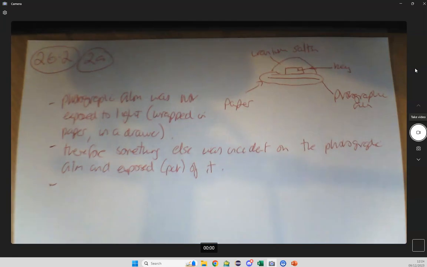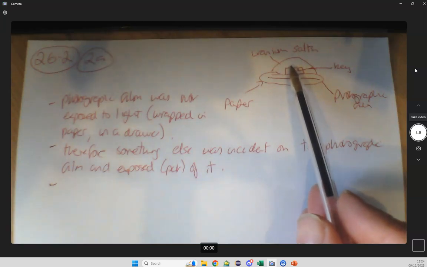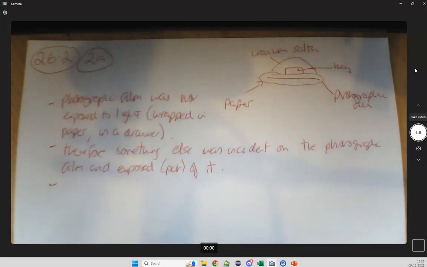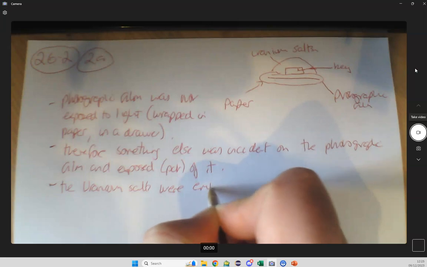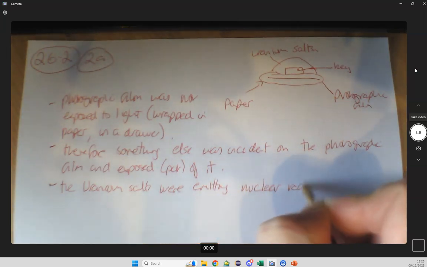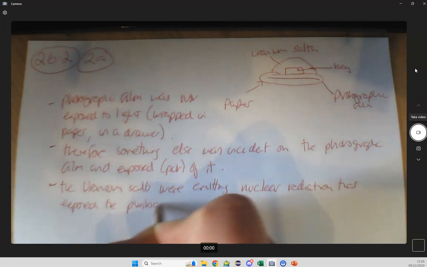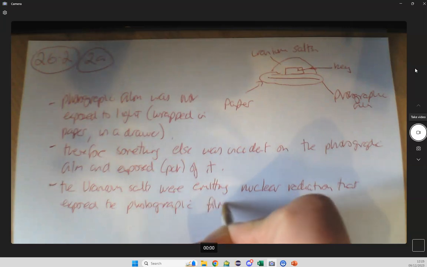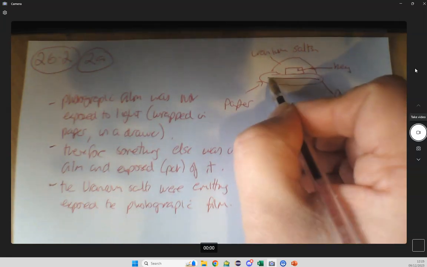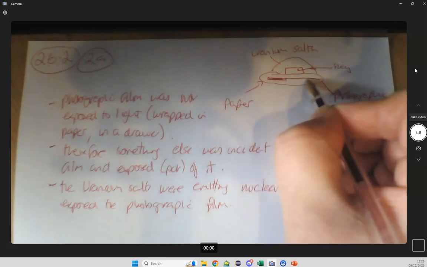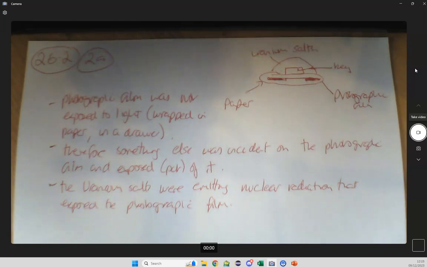Now, what can we figure out from this? Well, the uranium salts must be emitting something, some form of nuclear radiation, in fact, that could penetrate this paper and get to the photographic film. So the uranium were emitting nuclear radiation that exposed the photographic film. And if you looked at it, the bit that was exposed was going to be the bit where the key wasn't in the way. So it would be exposed from here to here, and it'd be exposed from there to there, because the key wasn't in the way of the radioactive nuclear radiation.